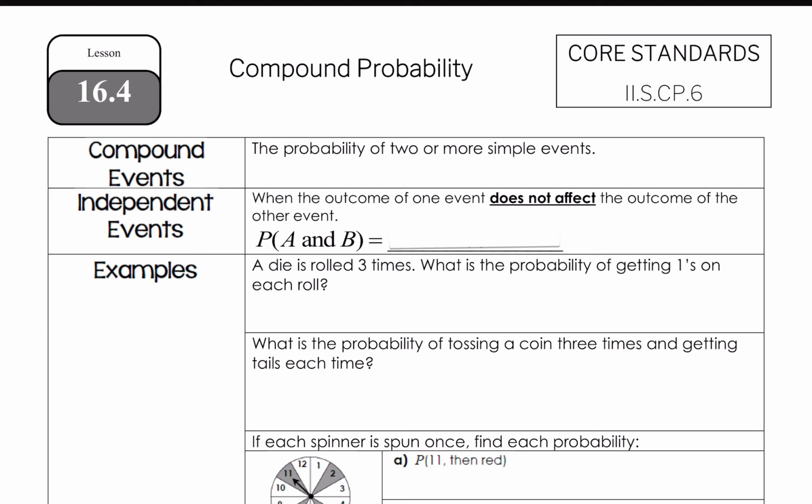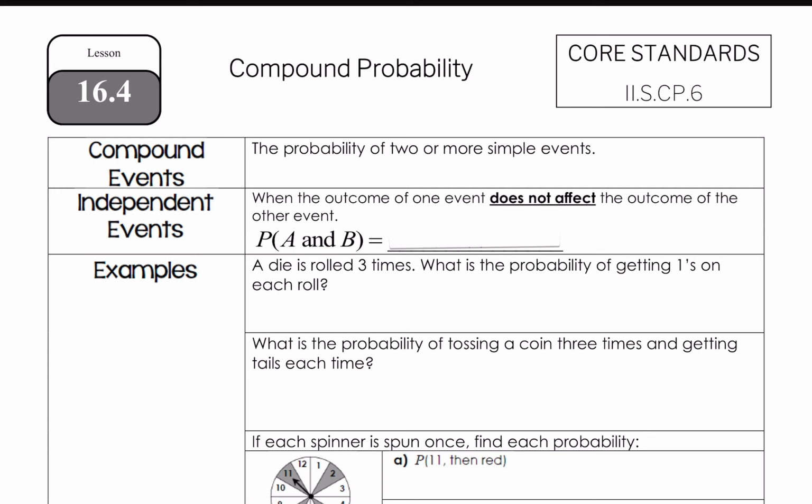So compound probability is the probability of 2 or more simple events occurring. Okay? Now, in the past examples, we've only been looking for the probability of one event at a time. Now it's multiple events happening. Okay, there's 2 different types of events. We've got independent events and dependent events.